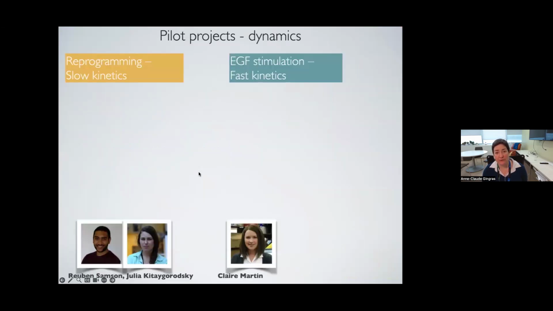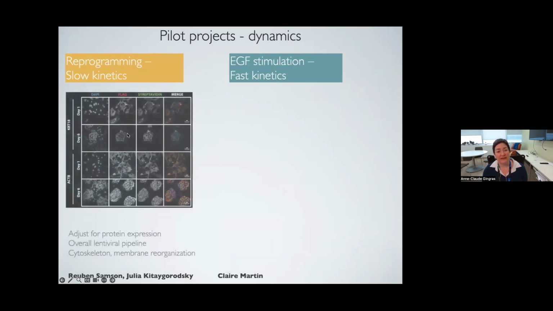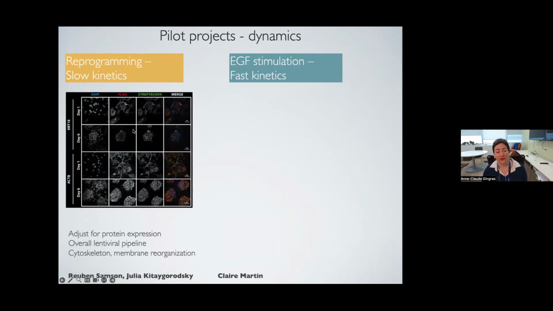But the pilot project to look at dynamics came from 2 different sets of studies, and this is why we think that this cell map will work. The first type of project was really looking at reprogramming, so take somatic cell reprogramming, which really is a slow kinetic project. And the fast kinetic project that we look at is EGF stimulation. Basically, this is a bit different, and it required us to think about different parameters that we will need to include in our cell map V2.